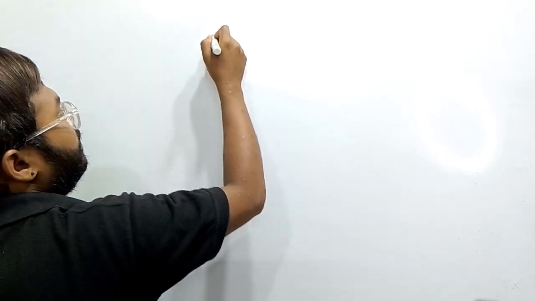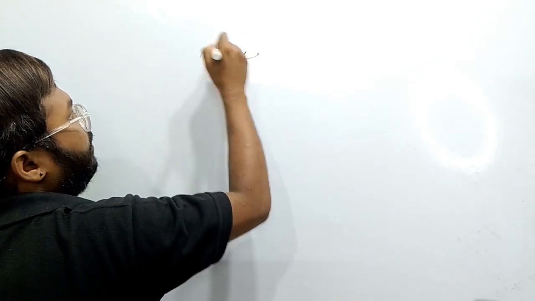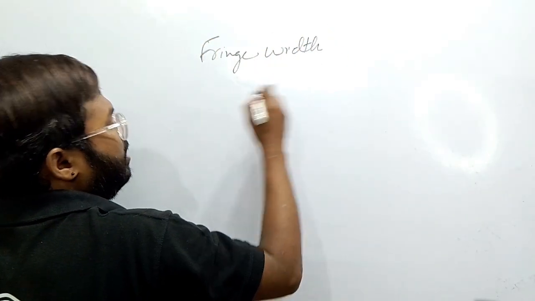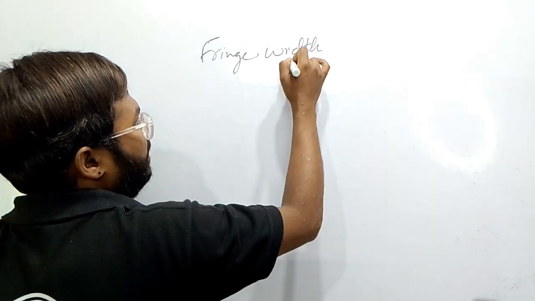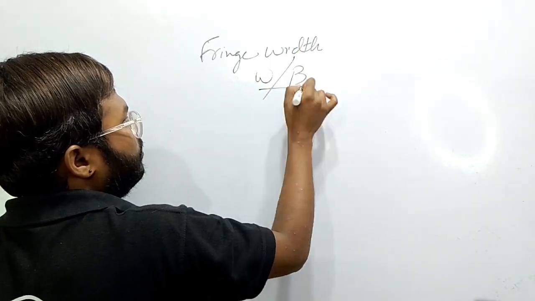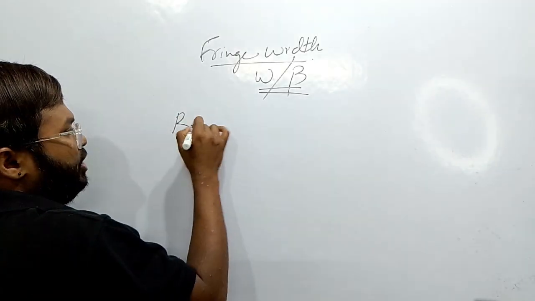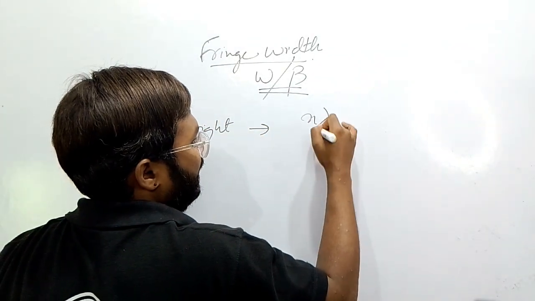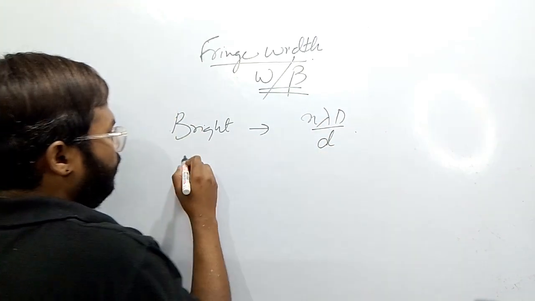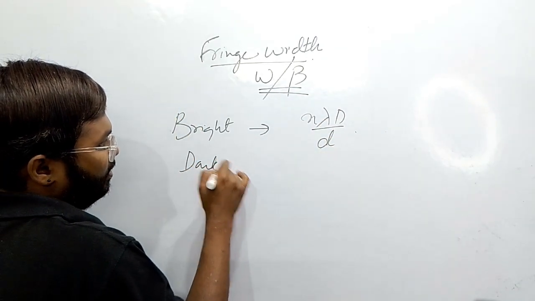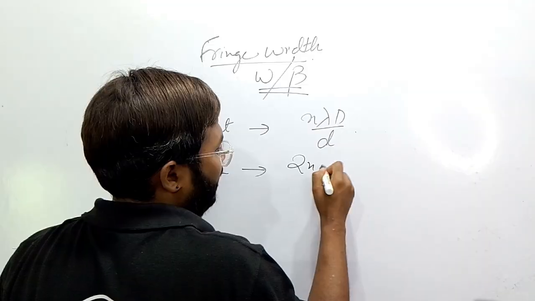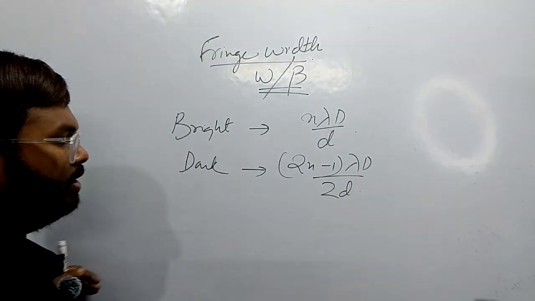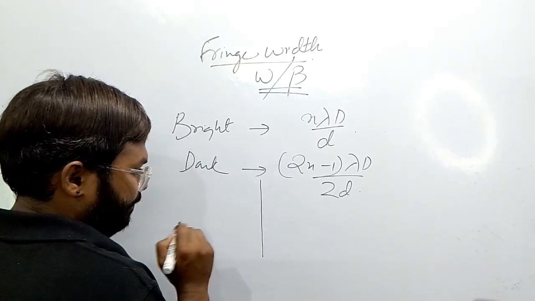Now, fringe width. It is also considered beta, or sometimes it is also considered as W. See, for bright fringe, what we had was the formula lambda d by d. For dark, you had 2n minus 1 lambda d by 2d. Okay, and the diagram was this way.